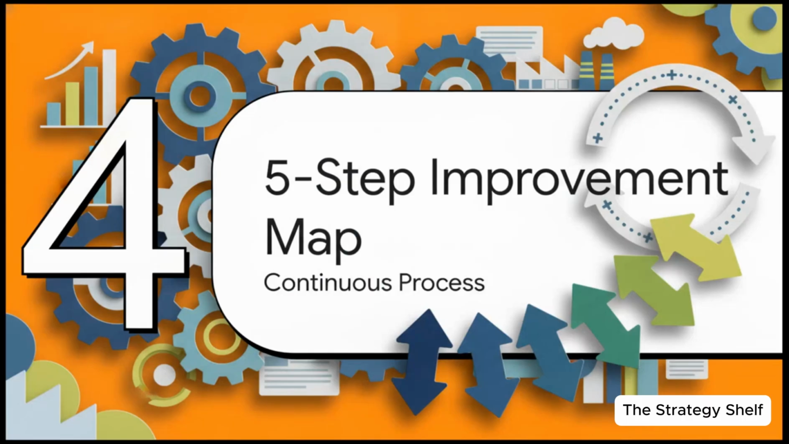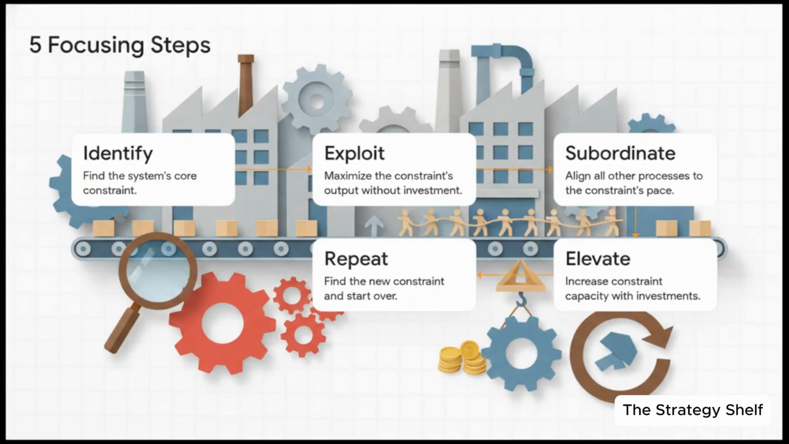All right, Section 4, the 5-step improvement map. We know how to find the bottleneck, and we know how to resolve the conflicts preventing us from fixing it. Now let's pull it all together into a concrete, repeatable master plan for continuous efficiency. These are Goldratt's famous 5 focusing steps, and this is your ultimate roadmap. Step 1, identify the constraint. Step 2, exploit it. Step 3, subordinate everything else. Step 4, elevate the constraint. And Step 5, repeat. Let's break down exactly what each of these means on the factory floor.